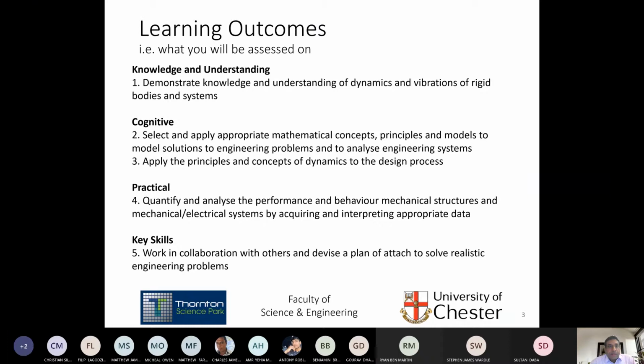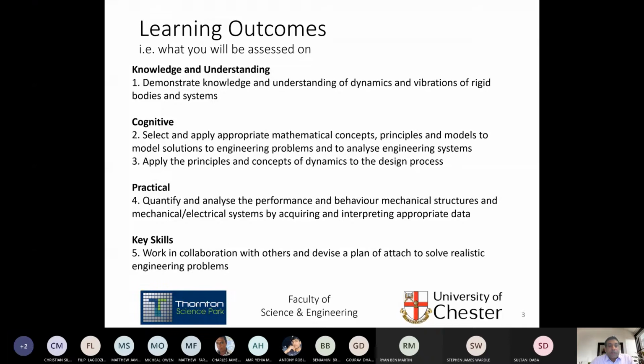A list of the learning outcomes from this module. So at the end of this module, you'll be able to demonstrate knowledge and understanding of dynamics and vibrations of rigid bodies and systems. You'll be able to select and apply appropriate mathematical concepts, principles, and models to model solutions to engineering problems, and you'll be able to analyze engineering systems. You'll be able to apply the principles and concepts of dynamics to a design process, for instance.